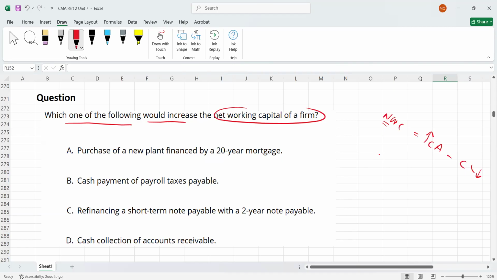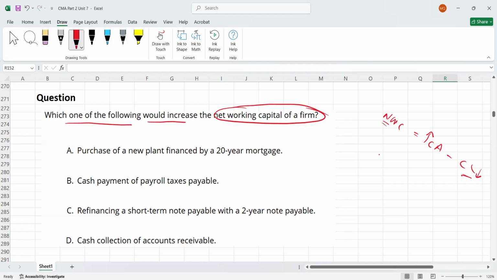There could be a couple of conditions, but generally, if current assets are higher than the previous period, your working capital will increase, or if your current liabilities are higher than the previous period, your working capital will decrease. So which one of the following would increase net working capital?